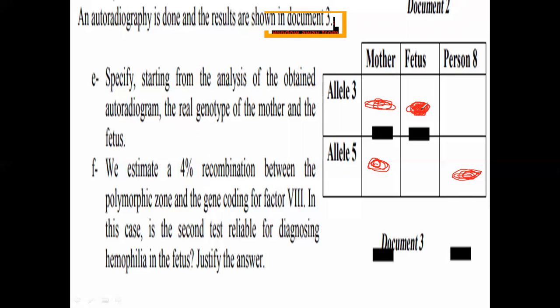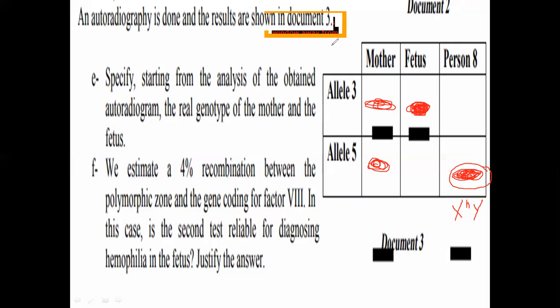Yes, Hadid, what do you think? The mother is normal or affected? Normal. Normal from the pedigree, very good. So نحن عرفنا person 8 عنده بس allele 5. So person 8 عنده بس allele 5 يعني XHY, يعني allele 5 هو responsible for the hemophilia. However, the mother عندها allele 3 و allele 5.